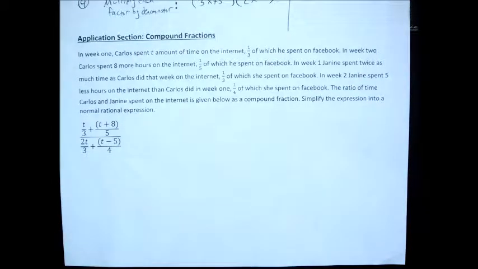It's long. I know it looks long and it looks complicated, but I'm just trying to show you where a compound fraction might come from. Like, why would we ever see a compound fraction in the real world? Here's an example of one.